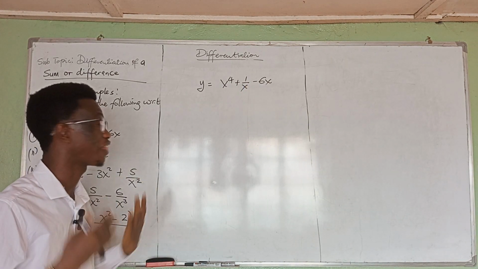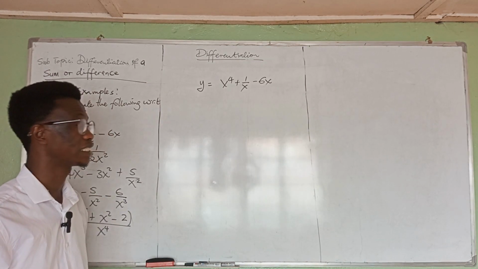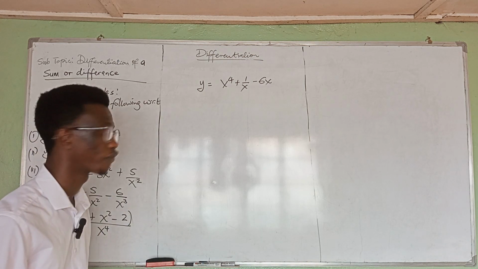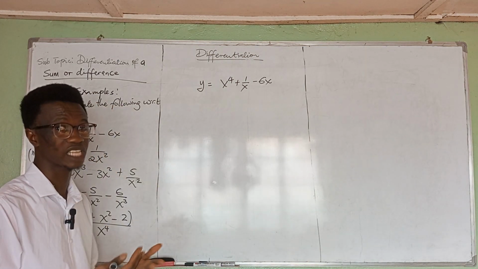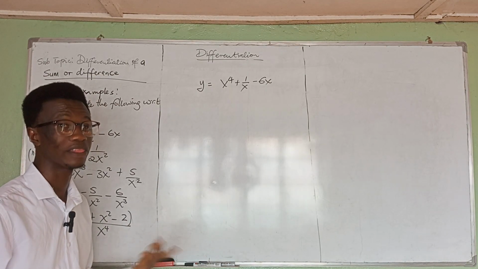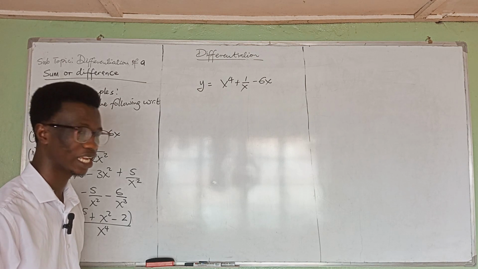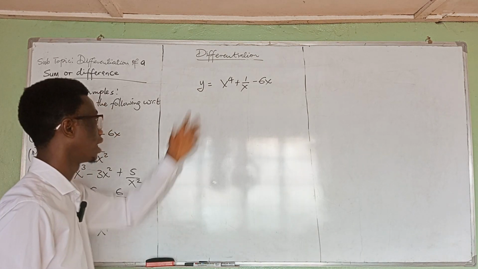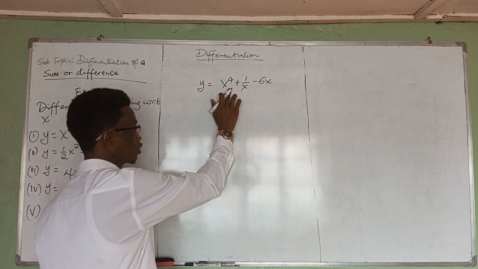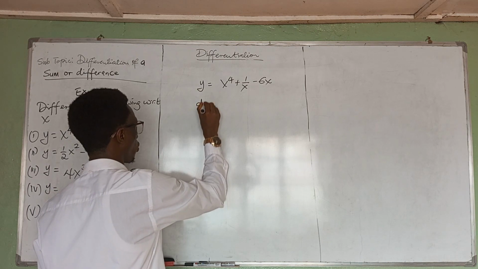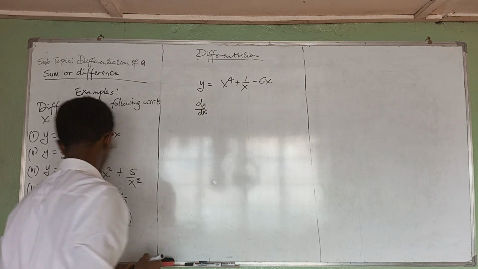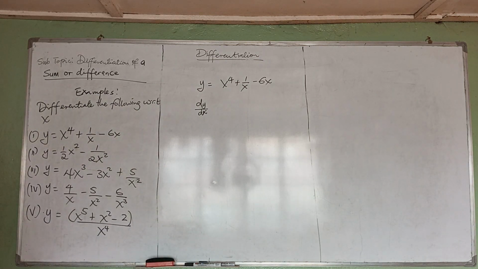And in doing so, in forming the whole number, the variable is going to have a negative power. If this is your first time, you don't need to panic. Just listen. I'm quite sure by the end, you should be able to understand exactly how we differentiate this type of problem. So we are differentiating y with respect to x, therefore we write dy by dx.